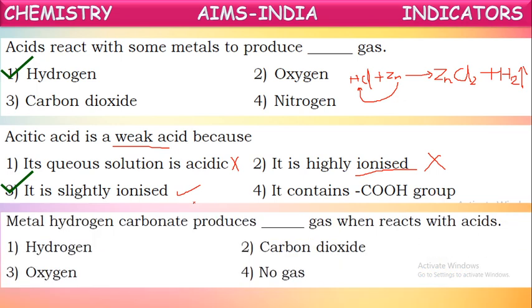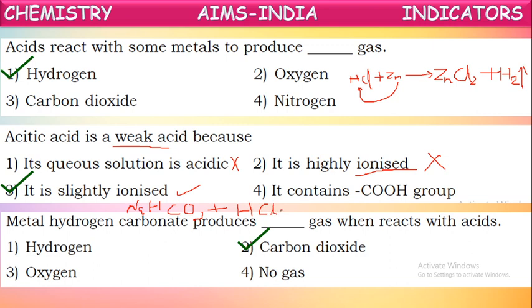Next one. Metal hydrogen carbonates or metal bicarbonates produce dash gas when they react with acids. Yes, what gas is evolved when metal bicarbonates react with acids? Metal bicarbonates also act as bases. When these metal bicarbonates react with acids, they produce carbon dioxide gas. For example, if you say sodium bicarbonate, NaHCO3, this metal bicarbonate on reaction with any acid, let us take HCl in the dilute form.